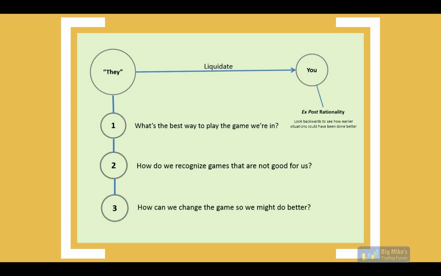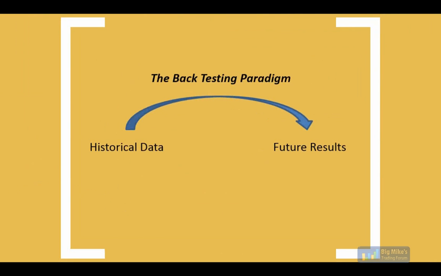We call it ex post rationality, which means that you're more likely to look backwards to see how earlier situations could have been done better than you are to look forward and examine the current situation in its own right. Now, ex post rationality in trading is called backtesting. It's been the retail trading industry standard for years. We set up a system, we run it against historical data, we optimize the results. Sometimes we optimize the data set, which certainly helps if you're selling something. And then we make assumptions about the future results that we should expect.